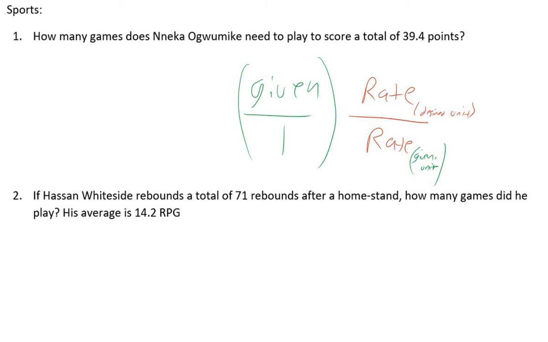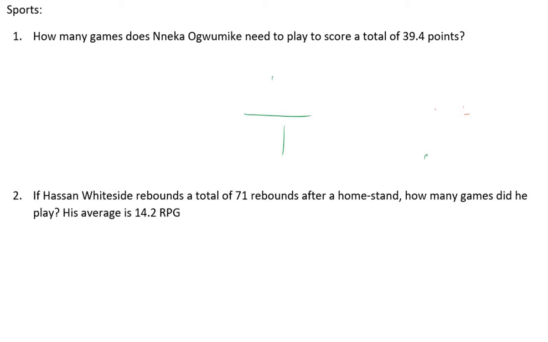I'm going to erase this in a second, so take a moment to pause this and write that down if that helps. This is the given unit over 1, multiplied by rate over rate, where the top rate should have the unit that you desire to get to, over the rate with the given unit that you want to cancel out. So these two should have the same unit. Okay, let's put this into practice.